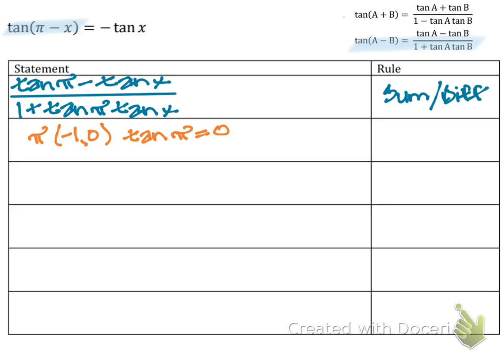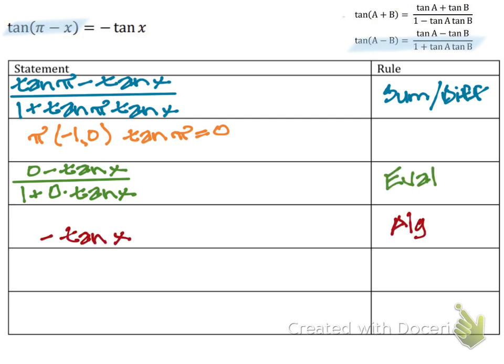So now for my evaluate step, I'm going to go in and put in the zeros for the tangent of pi. But notice those zeros are in there. They have to be in there to show that you use the evaluate step. Okay. And so then I can clean it up and I'm already done, right? Negative tangent with algebra. Hope these are fun and quick for you.